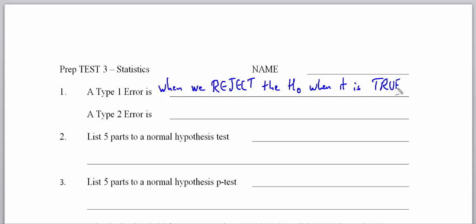I'm going to put this in all caps. These are the words to really remember here. The type 1 error is when we reject the null hypothesis when the null hypothesis is true. A type 2 error is when we do not reject. Notice the difference here. The null hypothesis when it is false.